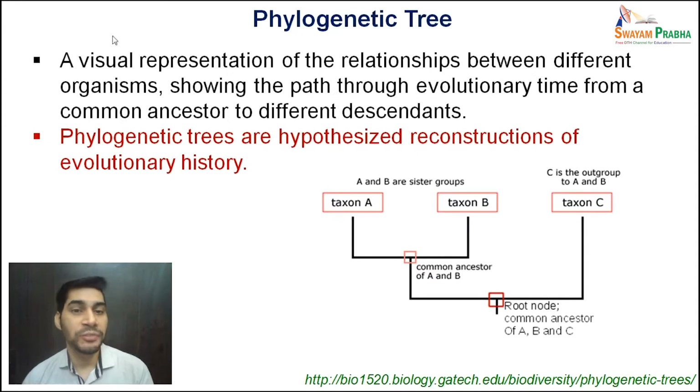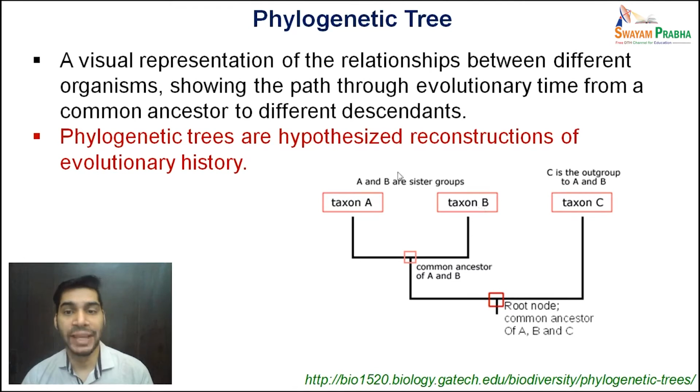The phylogenetic trees are hypothesized reconstructions of evolutionary history. Remember, these are hypothesized reconstructions. We do not know exactly what has happened in the history, but they are very much reliable to show what probably would have occurred during the evolutionary history.